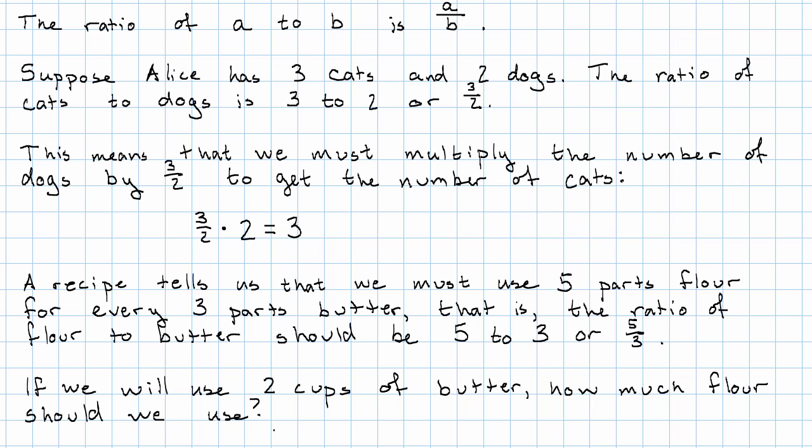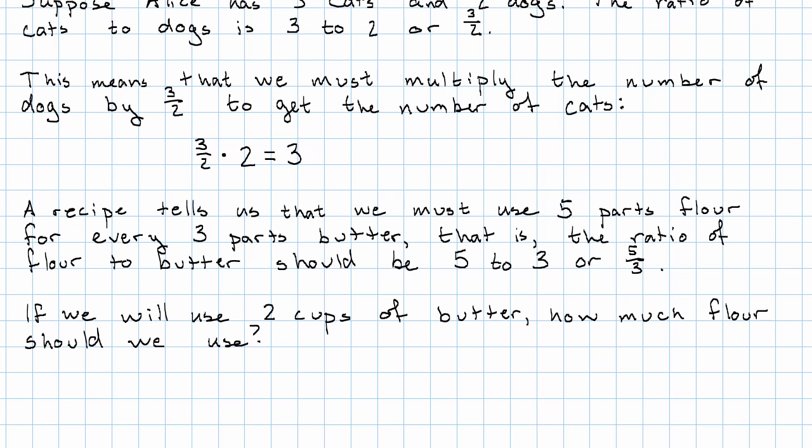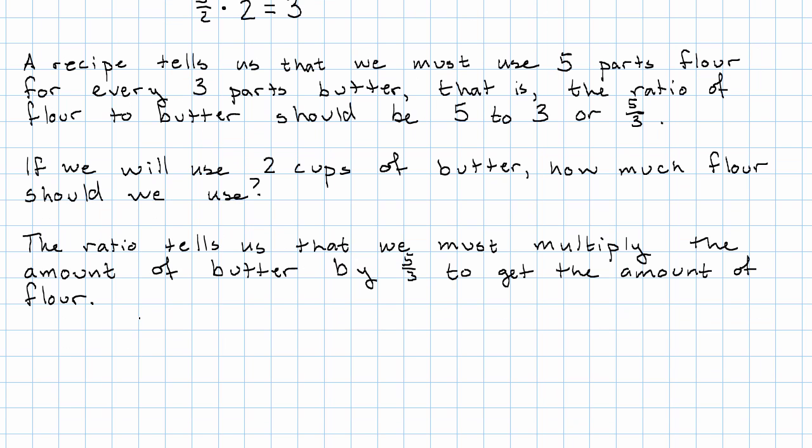If we use 2 cups of butter, then how much flour should we use? Well, the ratio tells us that we must multiply the amount of butter by 5/3 to get the amount of flour. So we would multiply 5/3 times 2, so 5/3 times 2 over 1, or 10/3.